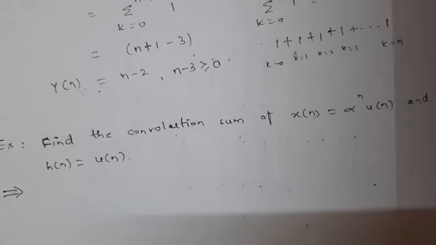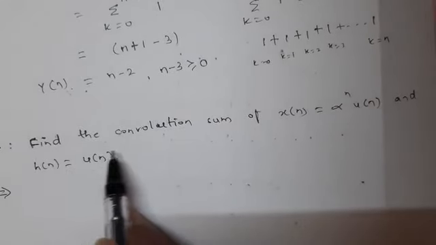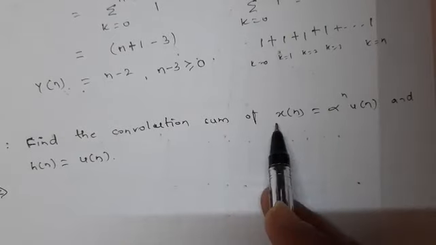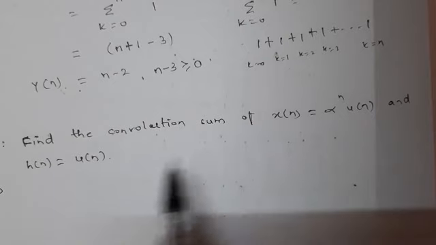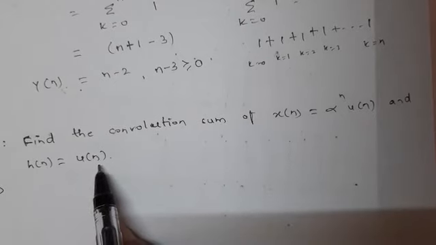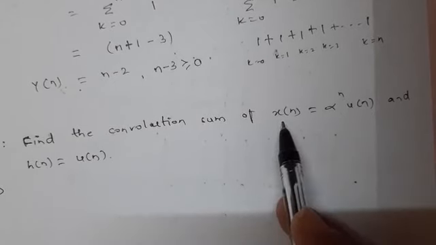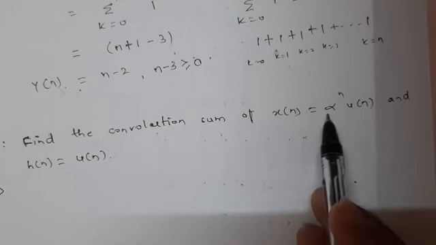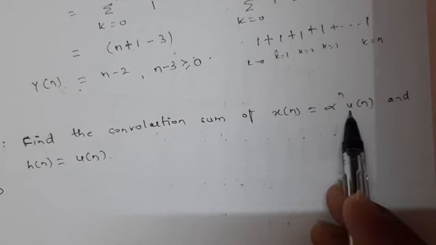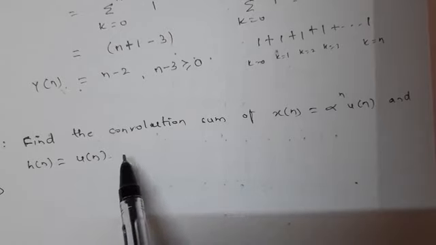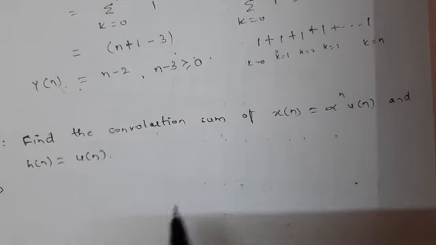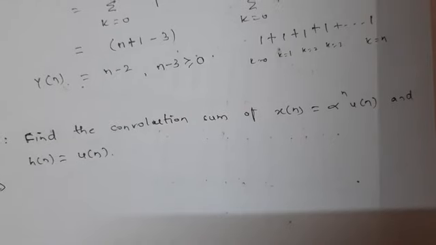So next example is find the convolution sum of x of n, which is alpha to the power n u of n, and h of n is equal to u of n. The examples now, you can observe that all are infinite values u of n. Sometimes you might get x of n and h of n are finite. That is another set of example which we will consider later.